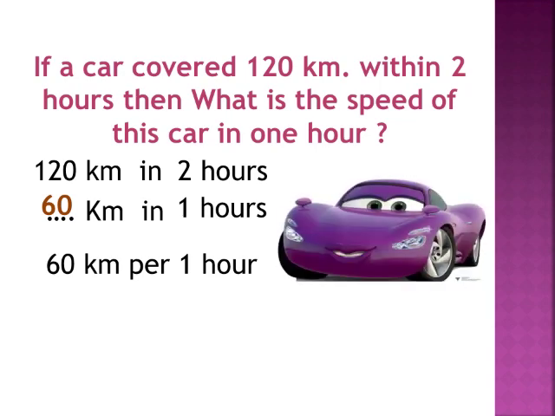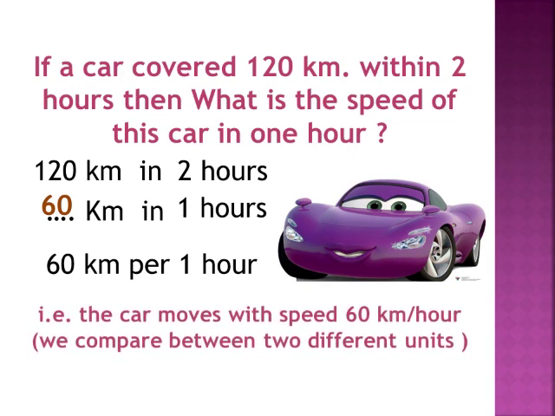Okay, so the car moves with speed 60 kilometer per hour. This slash means per. Now we compare between two different units. We have two different units, kilometer and hours.